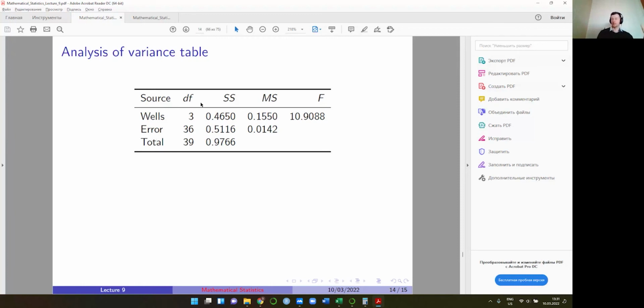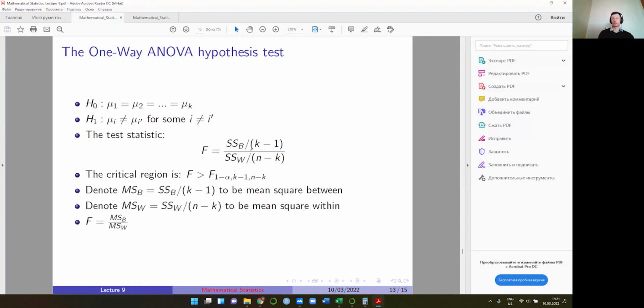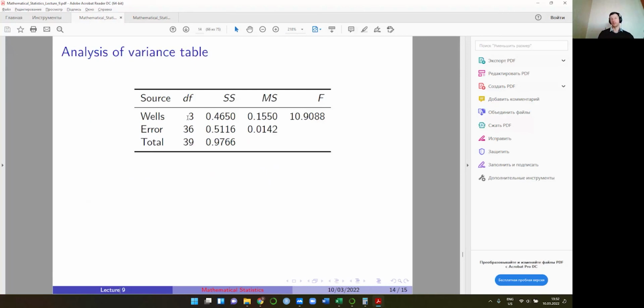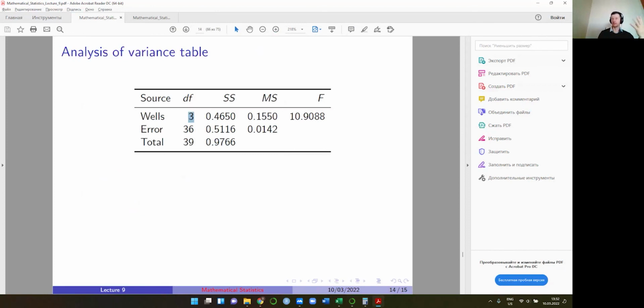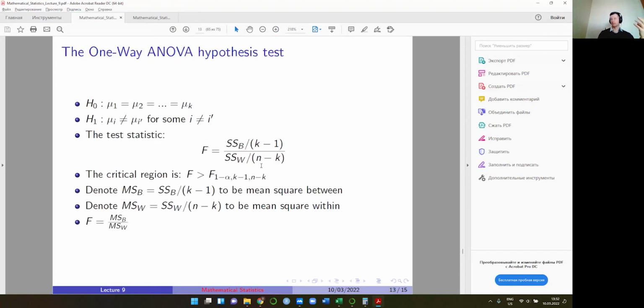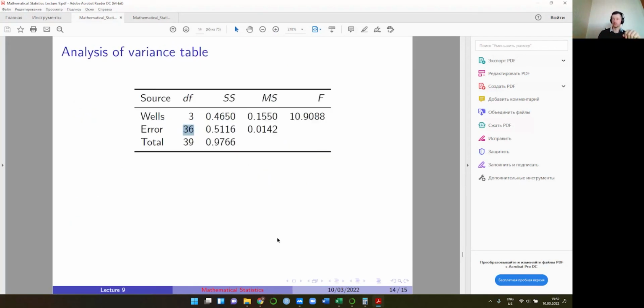So df stands for degrees of freedom. These are just the denominators here and here, k minus 1 and n minus k. So with the help of this table, you can understand that there are 3 plus 1 groups, because it's k minus 1 in the denominator here. Therefore, 3 plus 1 groups is 4. And 36 is what? 36 is n minus k. So 40 observations in total in our table, minus 4 groups, gives us exactly 36. And the total degrees of freedom is 39.